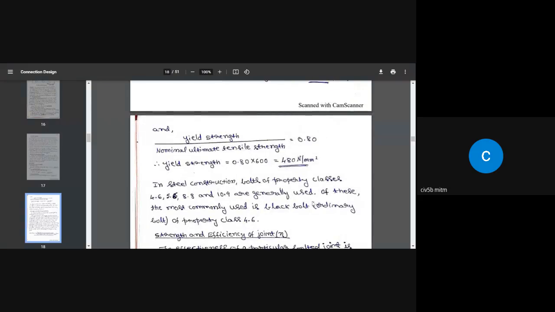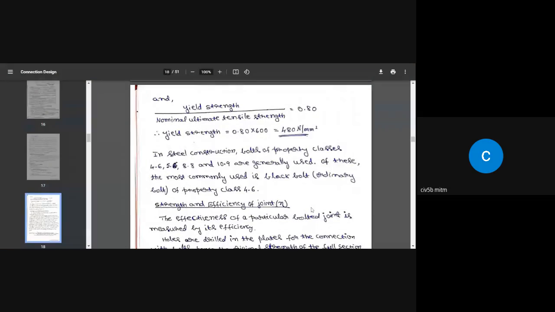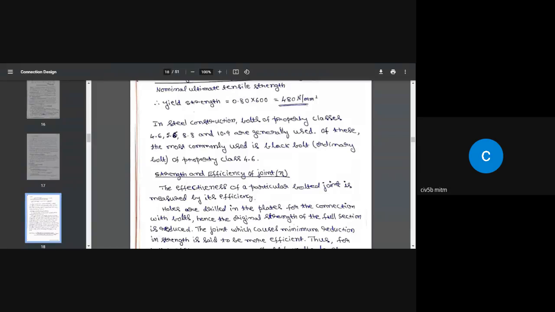So it rarely appears in the examination. This question is not too common, but sometimes it may appear. In steel construction, bolts of property classes 4.6, 5.6, 8.8 and 10.9 are generally used. Even though we have different grades of bolts, mainly we are going to make use of these four grades for construction purposes. That's why in the majority of cases, these bolts are available.